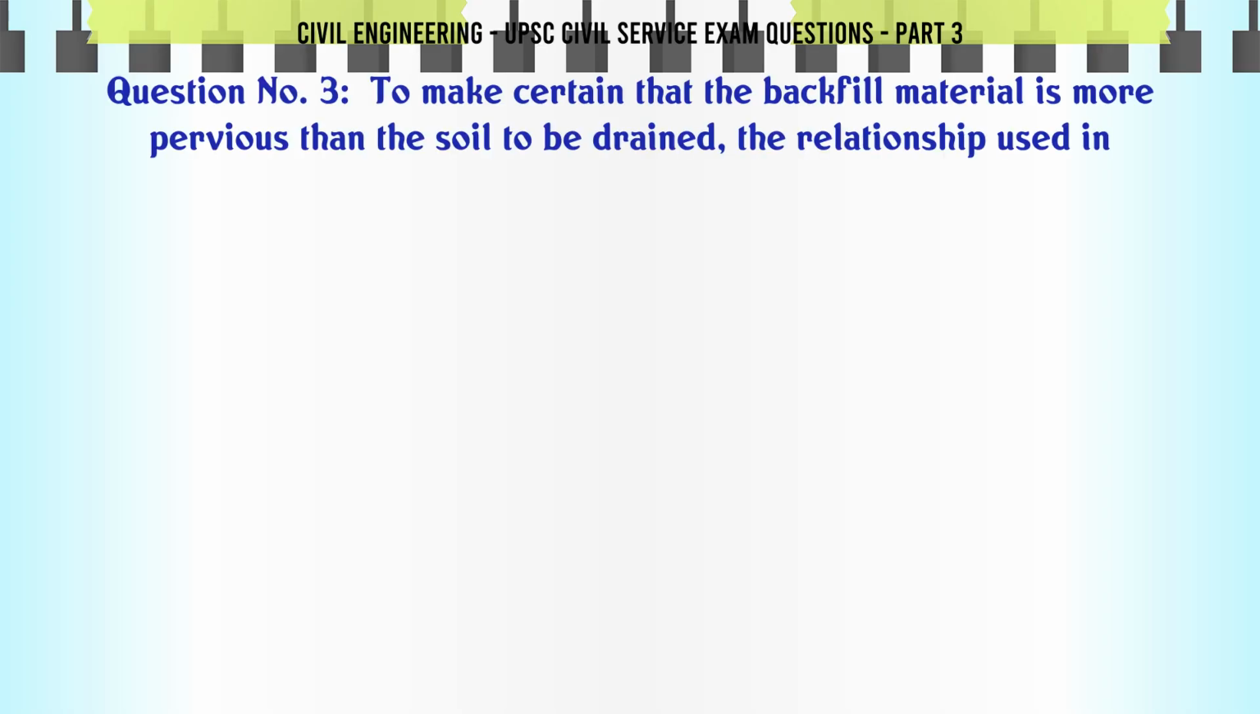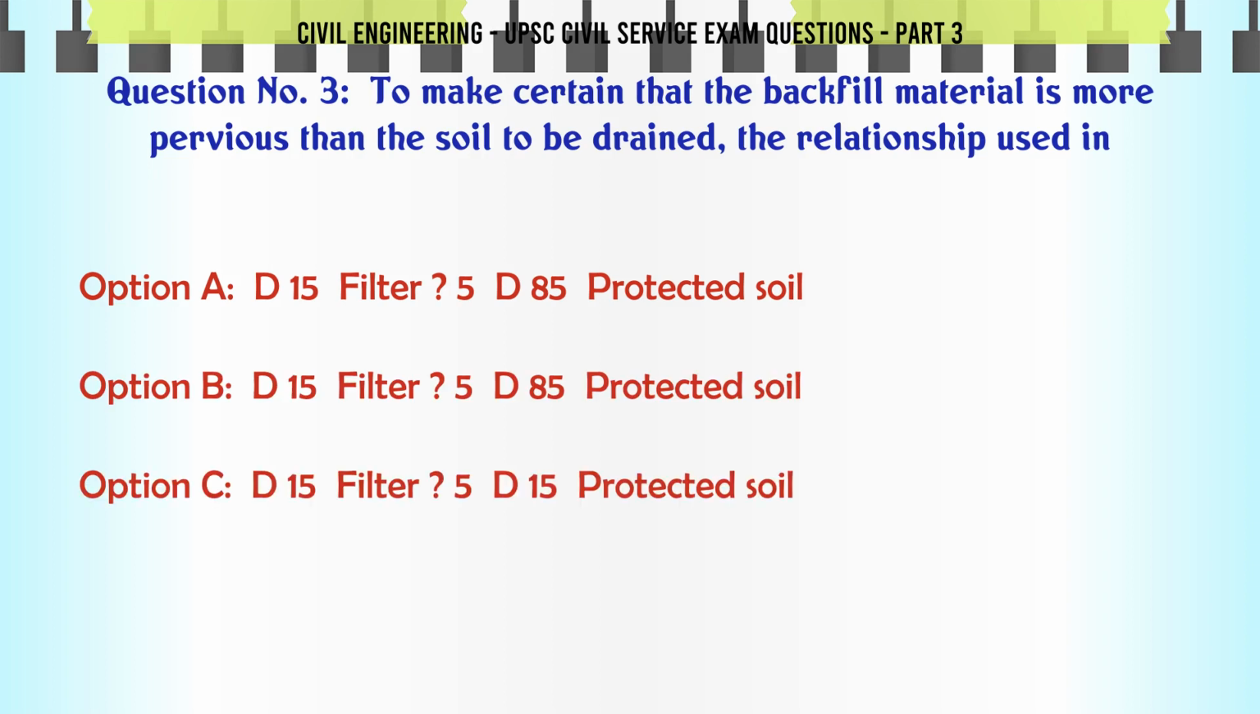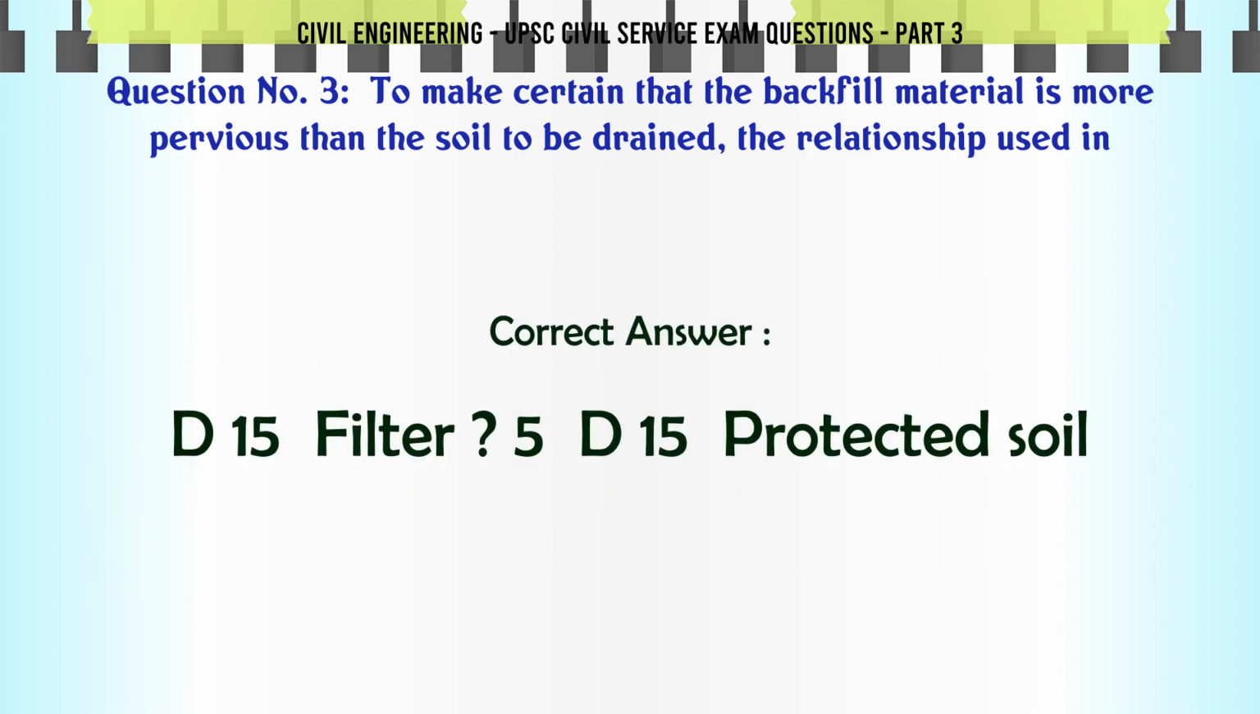To make certain that the backfill material is more pervious than the soil to be drained, the relationship used is A. D15 filter 5 D85 protected soil, B. D15 filter 5 D85 protected soil, C. D15 filter 5 D15 protected soil, D. D15 filter 5 D15 protected soil. The correct answer is D15 filter 5 D15 protected soil.